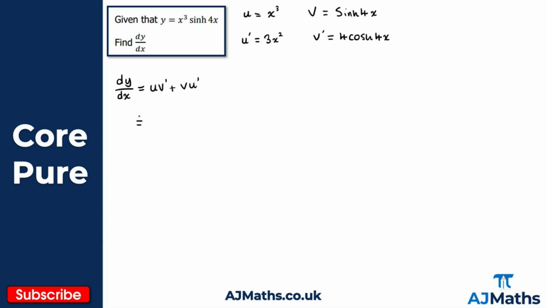So putting all that together then, I have u v prime, so that's going to be x cubed here times 4 cosh 4x. That's going to be 4x cubed cosh 4x. And then we have v u prime here, so sine 4x times 3x squared. Putting those together, it's going to be 3x squared sine 4x. Okay. And there we have it. So that's our result there for dy by dx, giving us a solution to question 2.